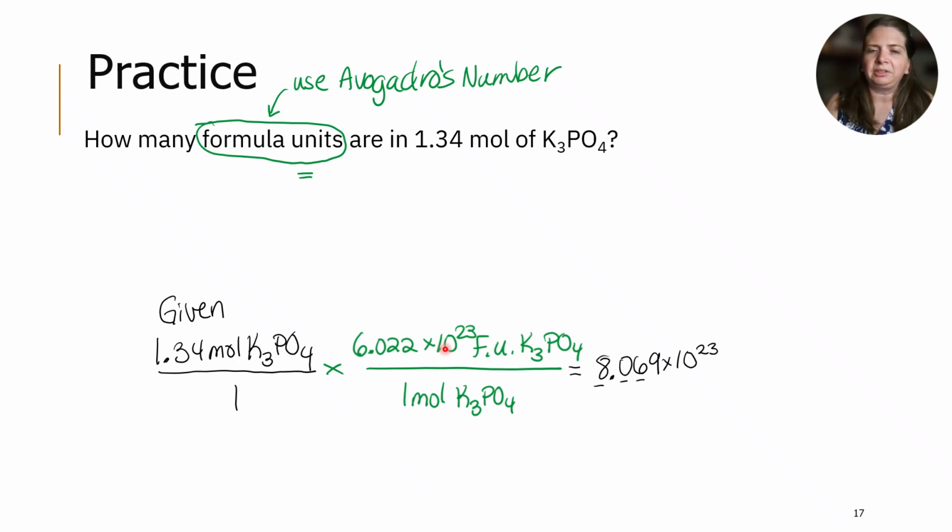After calculating, we find that 1.34 moles of K3PO4 is equal to 8.069 times 10 to the 23rd formula units of K3PO4. We need three significant figures, so the final answer is 8.07 times 10 to the 23rd formula units of K3PO4. Remember that when you round for significant figures, you need to include the power of 10 in your final answer.